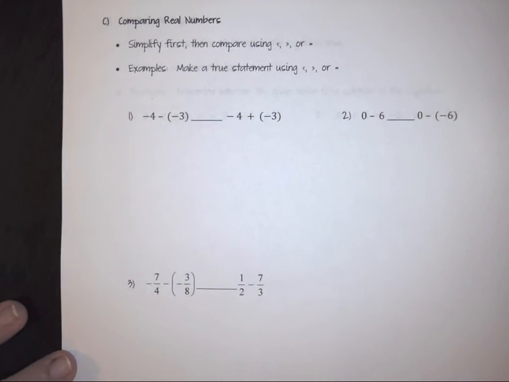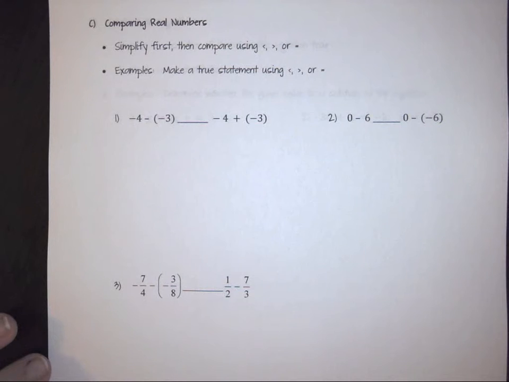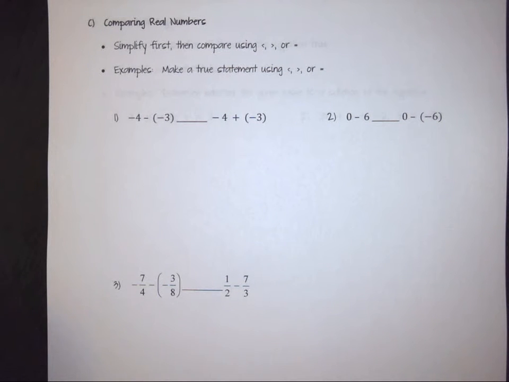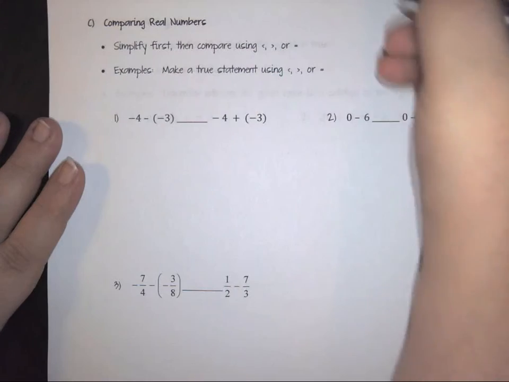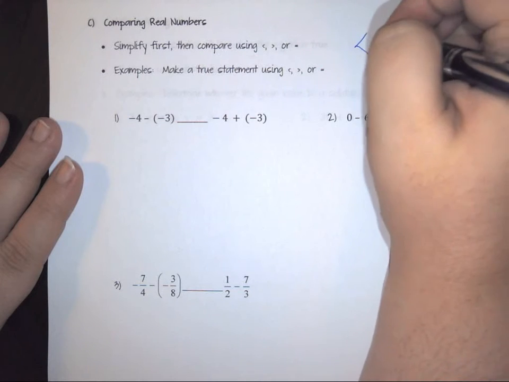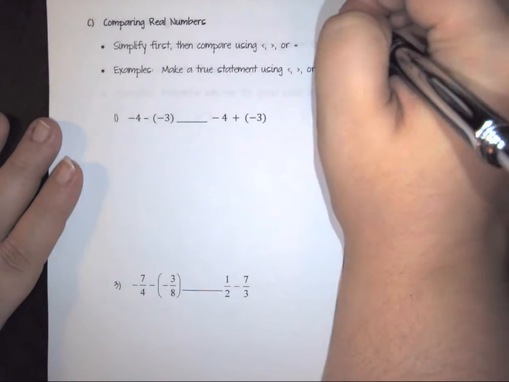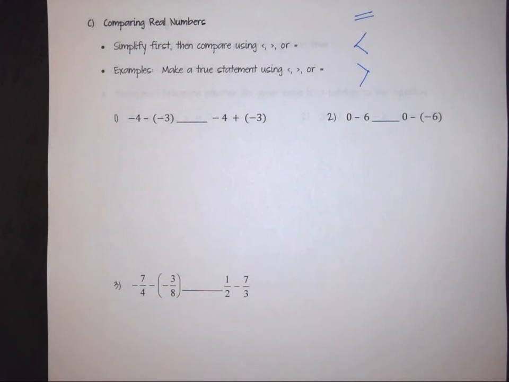Now another thing that we do fairly often is what's called comparing numbers. Comparing numbers is fairly simple. It means that we are just looking to identify which number is bigger than which, or which number is smaller than which. So you're going to be given problems where you are asked to make a true statement using your signs, and the signs that we are using are the less than, the greater than, or the equal to.